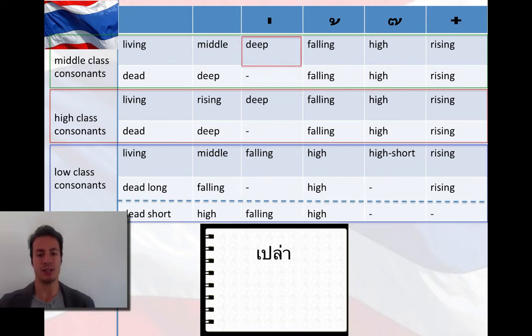So it constructs by having a middle class consonant in green color here, ba, ba. And the first tone mark, and therefore results in a deep tone.